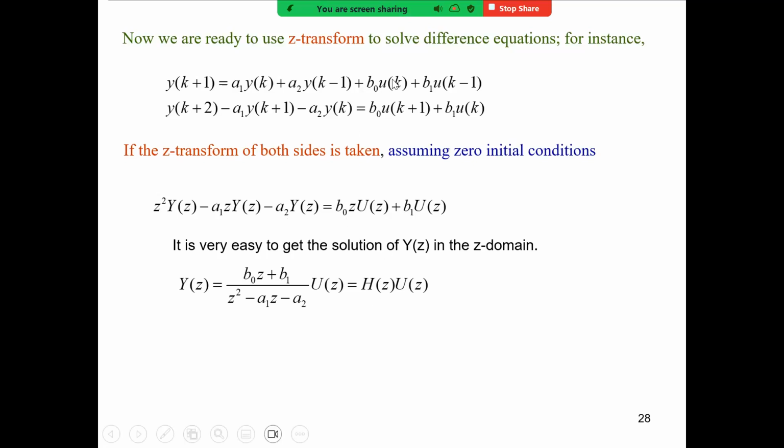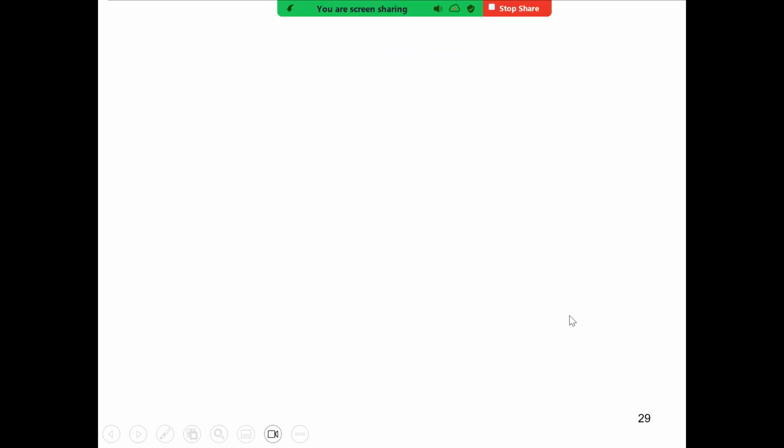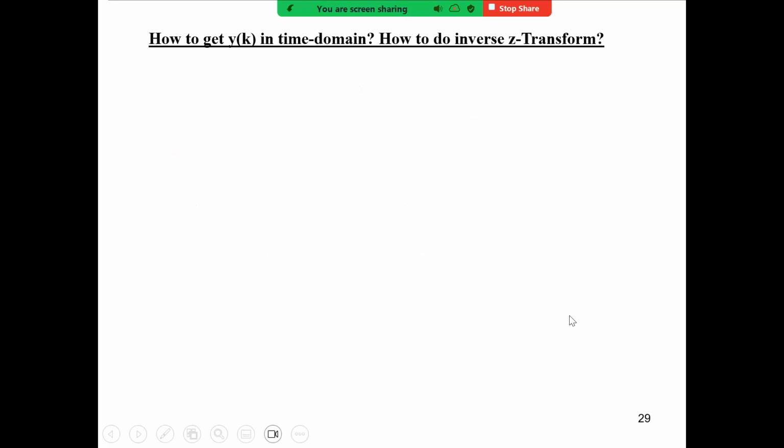This is the solution for this example. Well, but what is the solution in the time domain? We get the solution in the Z domain, so we have to do the inverse Z transform. How to get it back?